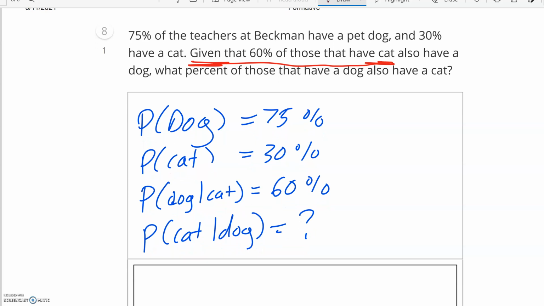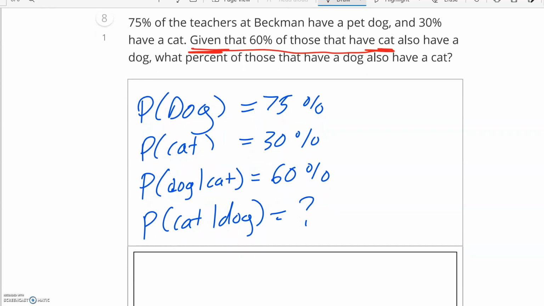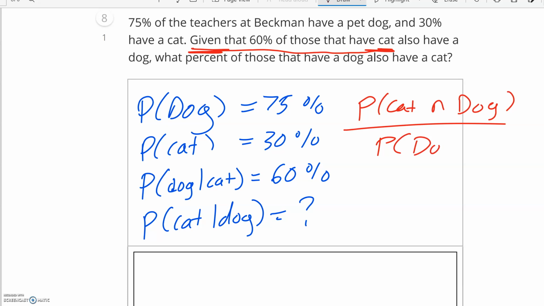So they want to know what percent of those that have a dog also have a cat. So we've changed the condition. What we need to figure out is the probability of a cat and a dog. Because if I know the probability of a cat and a dog, then I can put it over the probability of a dog, and that will give me the probability I'm looking for. So let's figure out what the intersection is.